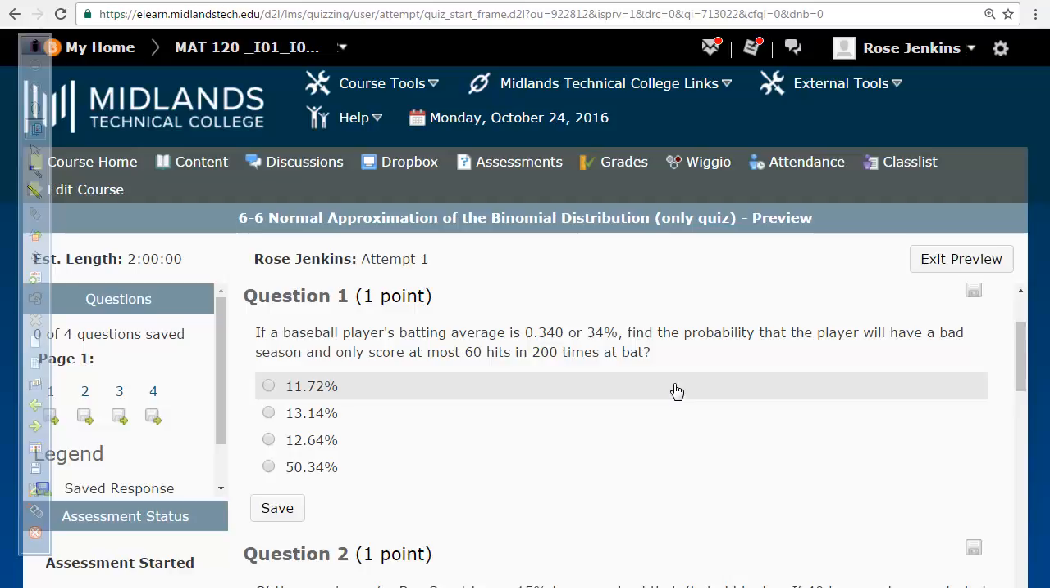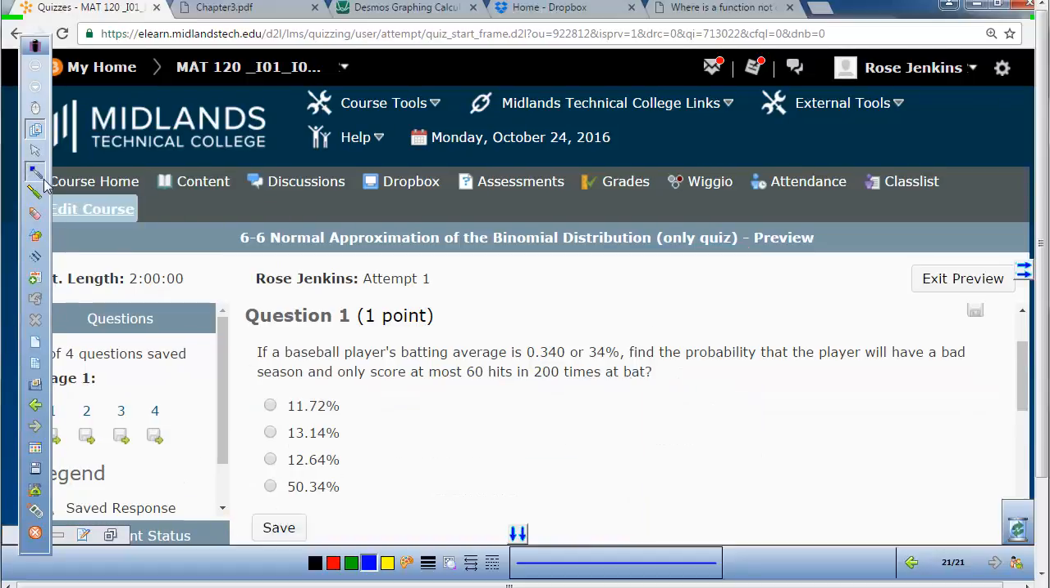First thing we need to ask ourselves is, what type of distribution does this have? If we go through the requirements of the binomial distribution, we'll see that this actually meets the criteria. We have a fixed number of trials, which would be the 200 times at bat. We've got two outcomes. He either hits the ball or he doesn't. Probability of success is the same for each trial, and the trials are independent. So it meets all the criteria.